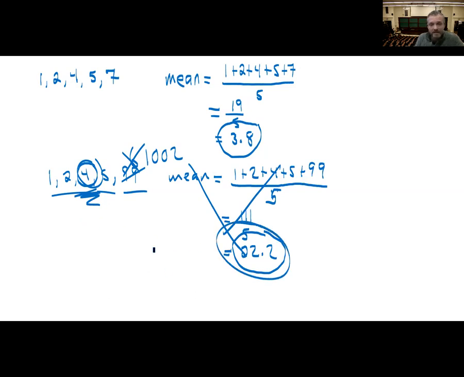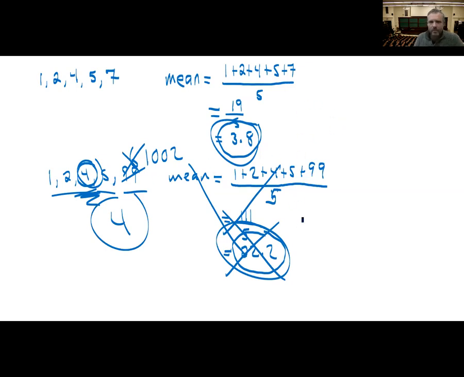But look what it does for the mean, right? It used to be 7, now it's 99. It's wildly different. The mean does not have that resistance built in. So in this case, 4 would be the better representative, not the mean.